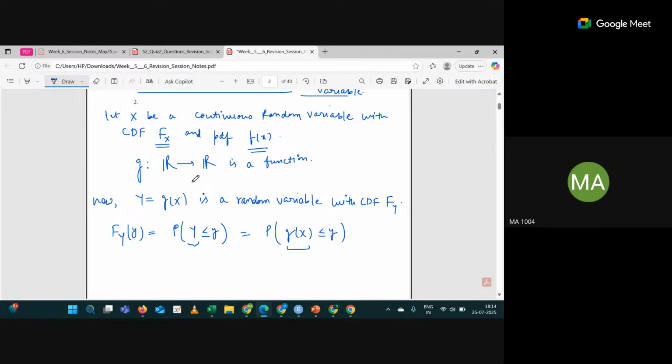Okay, so if you got the CDF, you know how to get the PDF. Yes or no? If you have the CDF, how will you get the PDF? We do differentiation. This is the differentiation. Okay. Should I take an example for this, or can I move on?